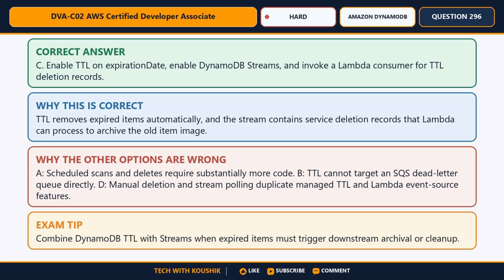Why are the other options not correct? A. Scheduled scans and deletes require substantially more code. B. TTL cannot target an SQS dead letter queue directly. D. Manual deletion and stream polling duplicate managed TTL and Lambda event source features. Exam tip. Combine DynamoDB TTL with streams when expired items must trigger downstream archival or cleanup.